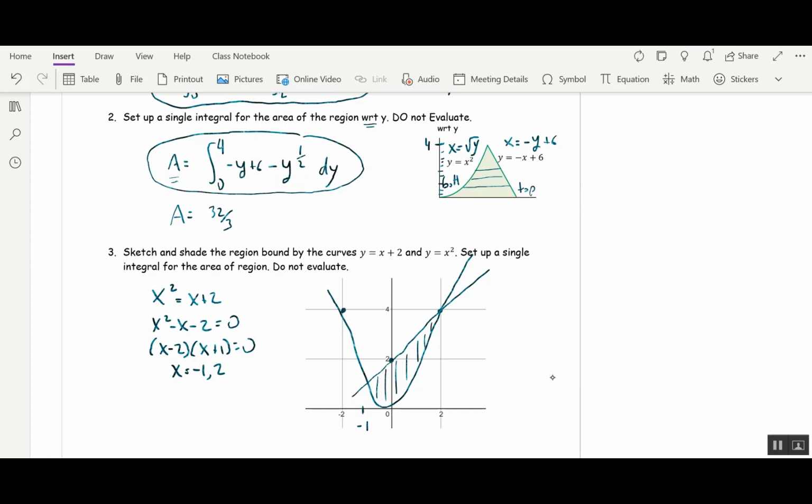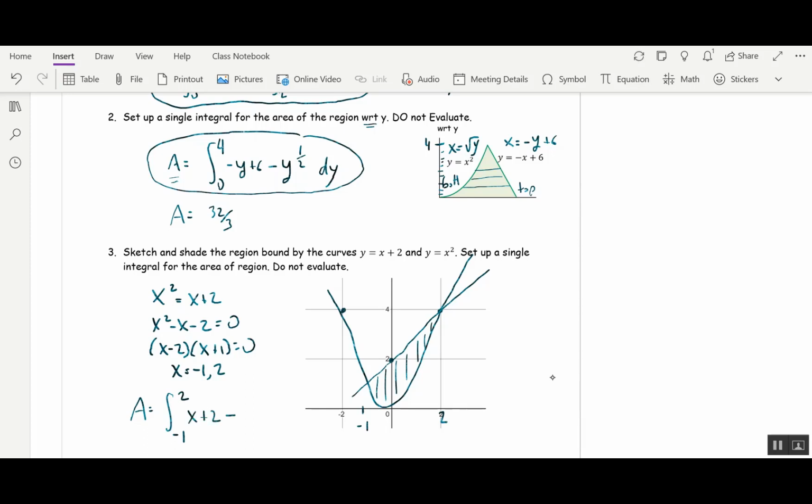And the integral would be: I'm going to go from -1 to 2. I'm going to integrate with respect to x, top minus bottom. The top curve is x plus 2.